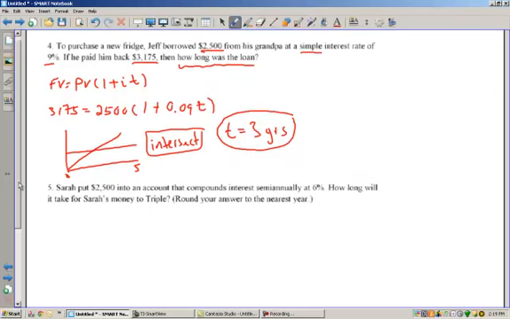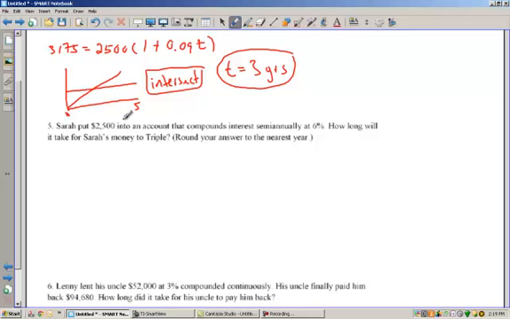So number 5. Sarah put $2,500 into an account that compounds interest semi-annually at 6%. How long will it take for Sarah's money to triple? Right, so keyword, compounds interest. So compounds means use the compound interest formula. So for this one, I have future value equals present value times 1 plus I over n to the nt, and just plug in. All right, so future value.